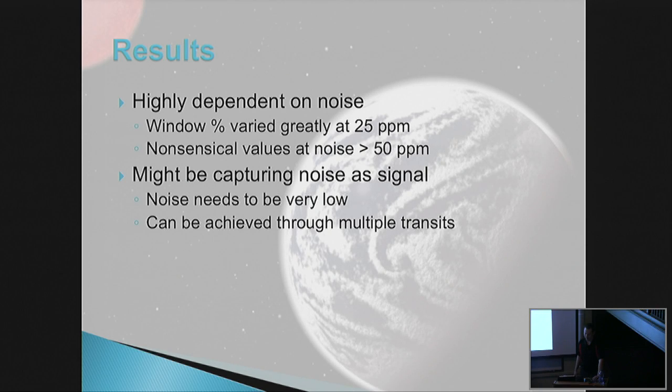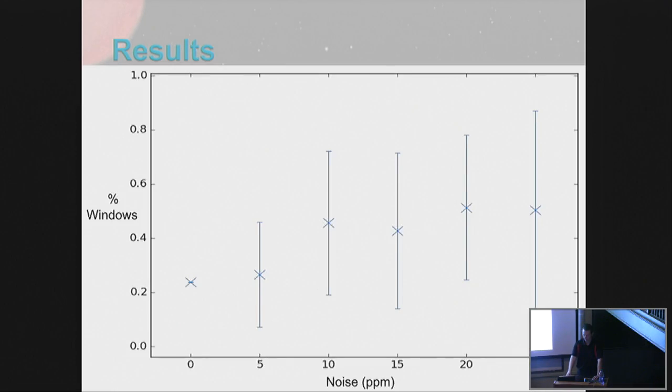So the results were highly dependent on the noise. The percentage of windows varied greatly, even at 25 parts per million. And I started getting nonsensical values at noise of 50 parts per million or even less. One of the reasons might be that it's capturing noise as signal, because the signal is so small that any noise could end up randomly modeling the same exact thing we're looking for with the signal. So I need to get very low noise values, which I achieved by taking multiple transits, because the noise goes as 1 over the square root of the signal.